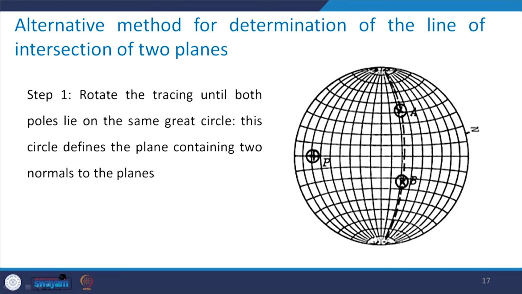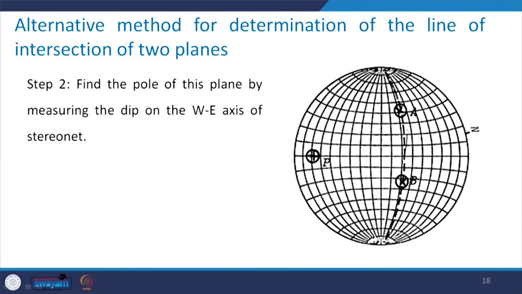Then, following the same procedure as we did in the previous problem, we rotate the tracing sheet in such a manner that these two poles, A and B, lie on the same great circle. This great circle, which has been drawn here by this dotted line, will define the plane which contains the normals to these two planes, A and B, because a pole represents the normal to that plane. Whatever is the distance of this from the center, you take the same distance from the outer circle, the circumference. This distance and this distance are the same. Then we can locate the pole corresponding to this great circle.